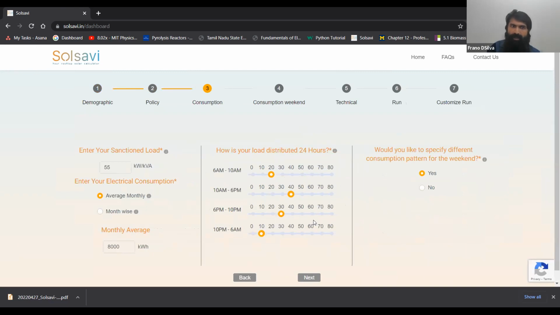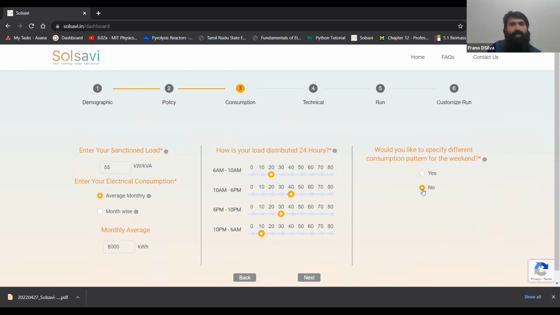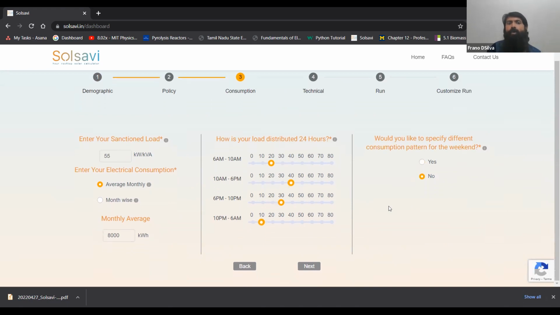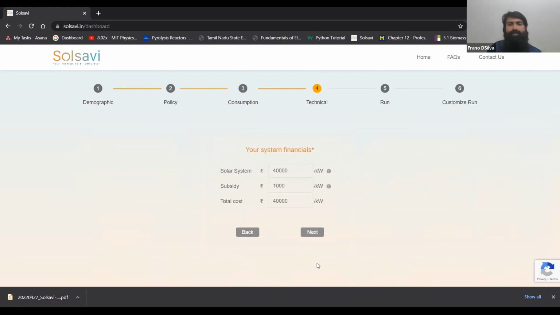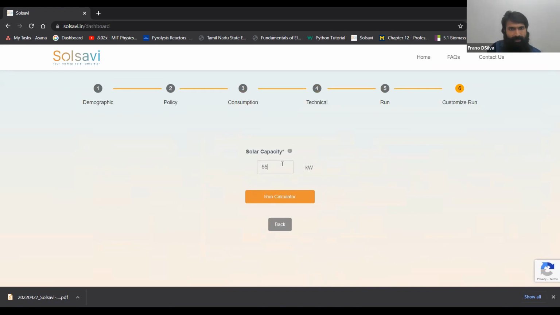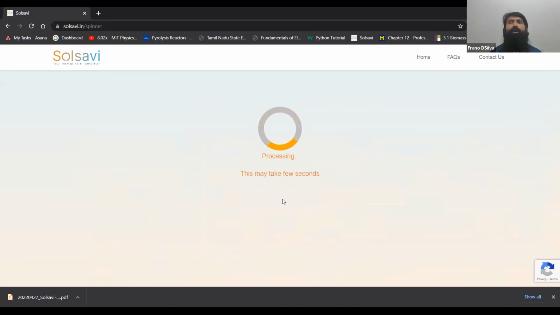For example, let's say that we have decided that we will not have a weekend consumption 25% higher than weekday, and we say that our weekend consumption is the same as a weekday. To find out what impact it has on our saving, we proceed and customize to the maximum capacity of our sanction load, and run and see how we could obtain a different result.